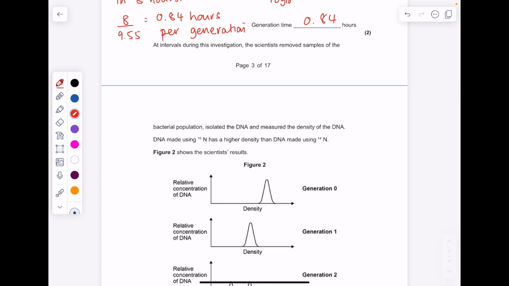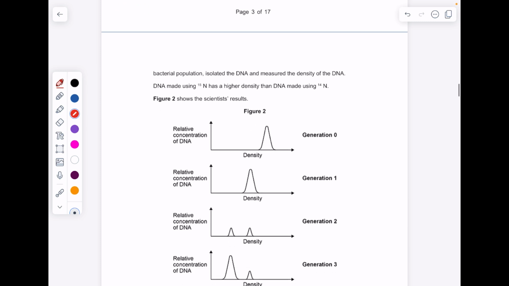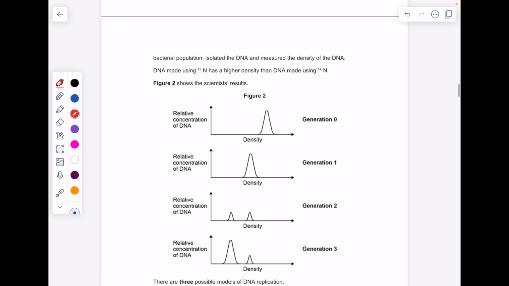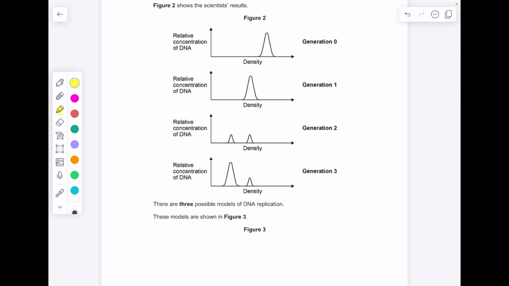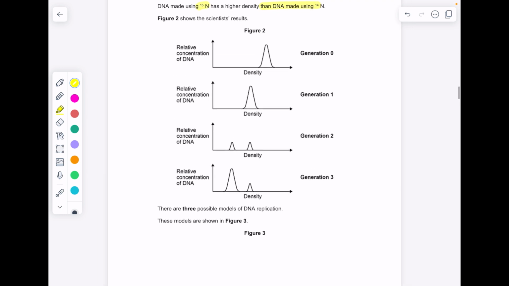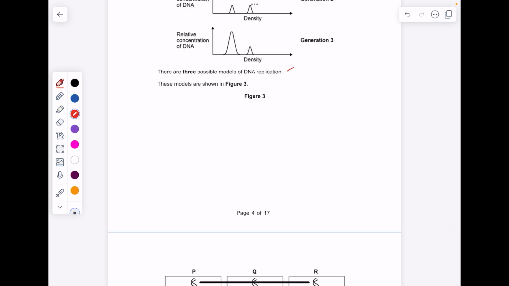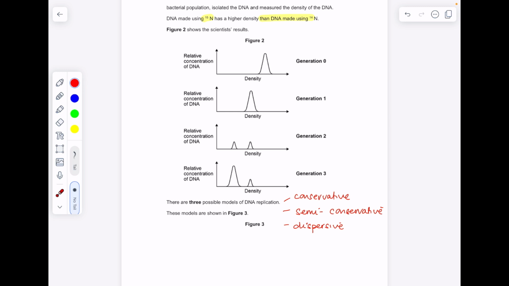At intervals during this investigation, the scientists removed samples of the bacterial population, isolated the DNA, and measured the density of the DNA. DNA made using 15 nitrogen has a higher density than that made using 14 nitrogen. There are 3 possible models of DNA replication. These models are shown in figure 3. Remember that the 3 models are conservative, semi-conservative, and dispersive. Now, figure 2 shows results possible from a semi-conservative replication, because remember, semi-conservative replication involves the new DNA molecule containing 1 old strand and 1 new strand.